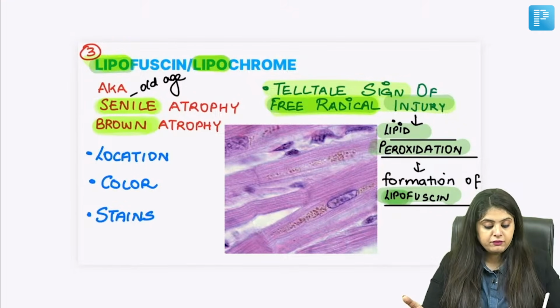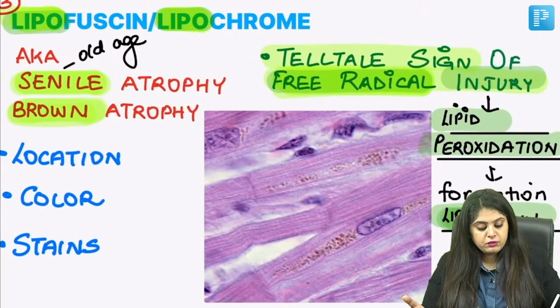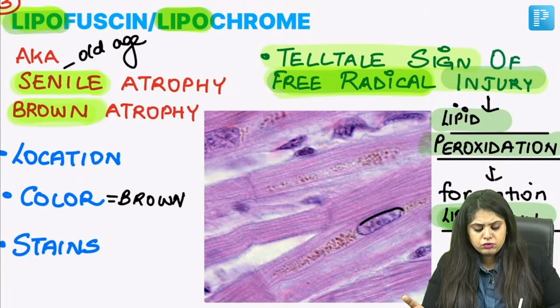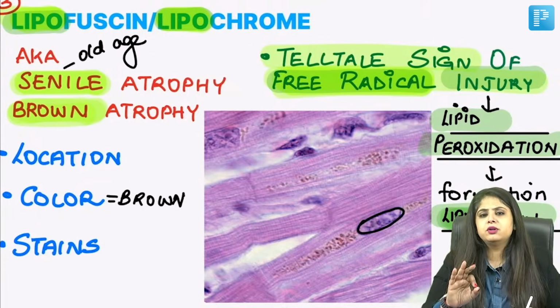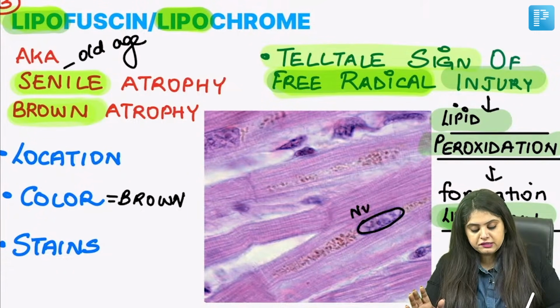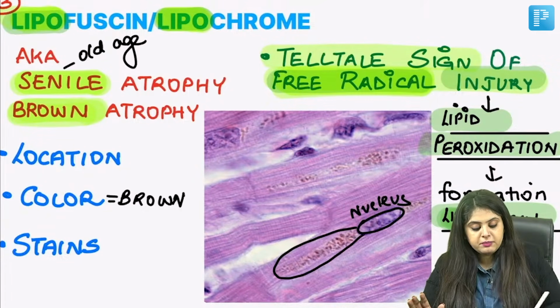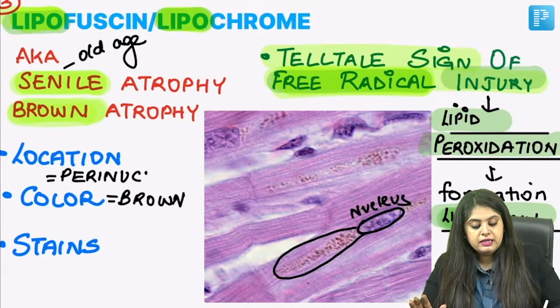So now you will have to look at this photo again. You will have to tell me the color. Color you have already told me. It is brown. Where is it present? This is your third class in pathology, but I have taught you this much. In a cell, what is this blue thing known as? This is the nucleus. And around the nucleus I can see the pigment. So can I say that the location is going to be perinuclear? It is a perinuclear brown pigment.